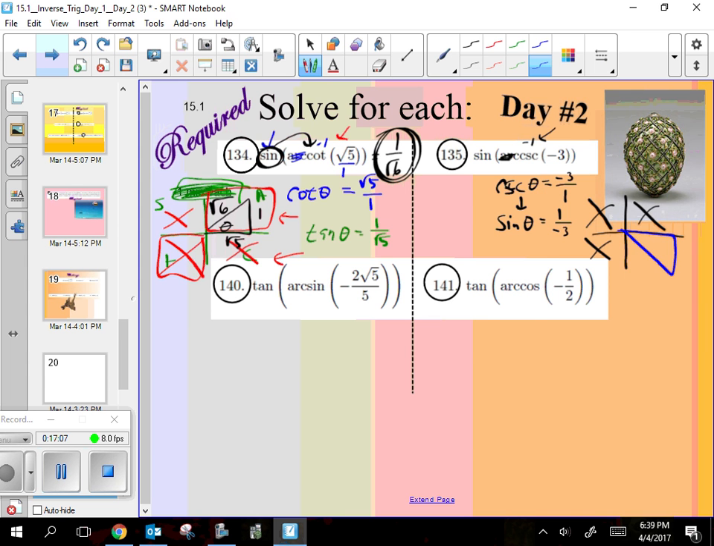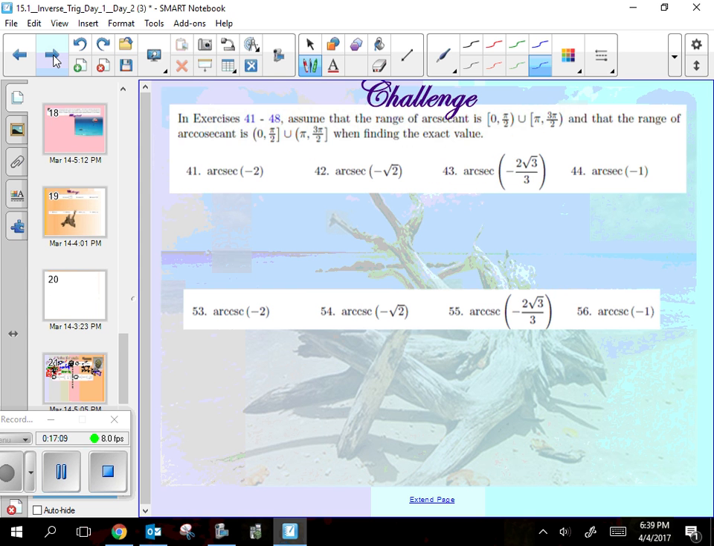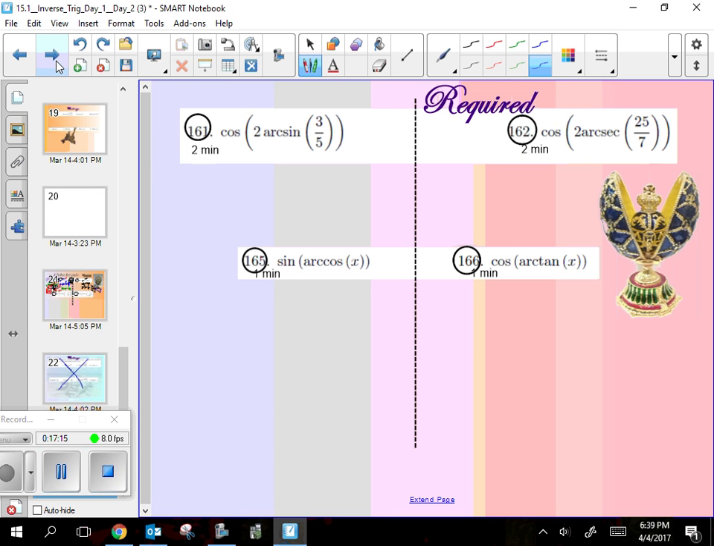All right, so that whole page is assigned, and I'll help you with the first couple. Then this challenge page is not assigned. Then on to this page. All of this page is also assigned. Notice it's got sides of x. I would always put those as x over 1. That way you've got two sides. One side is x, the other side is 1.